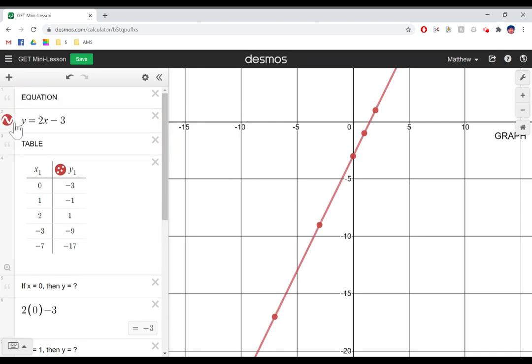Desmos has a way for you to check that you've graphed it correctly, so definitely use that as a resource. But that's a snapshot of this whole graph, equation, table concept. Graph, equation, table, GET for short. Don't forget it.